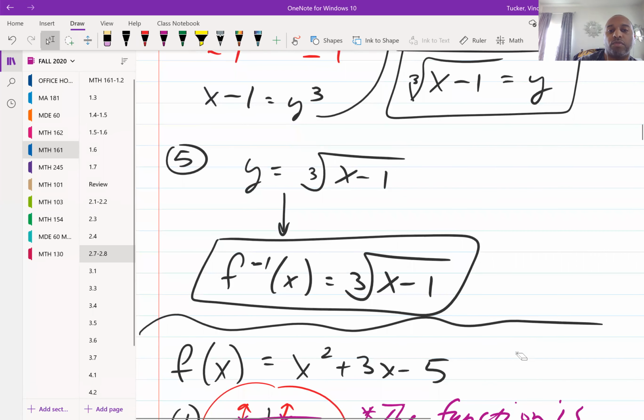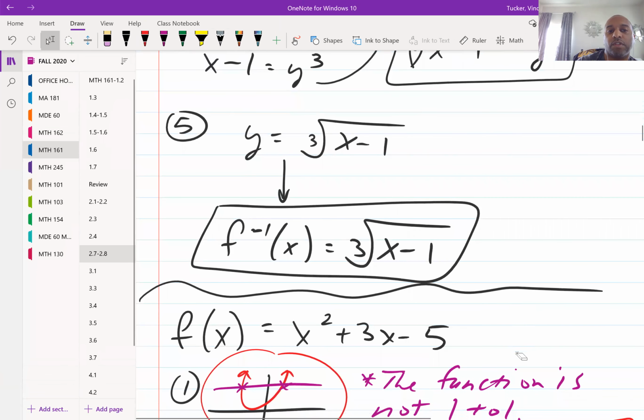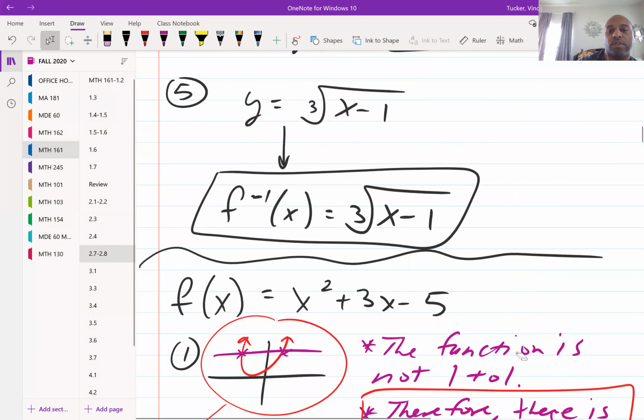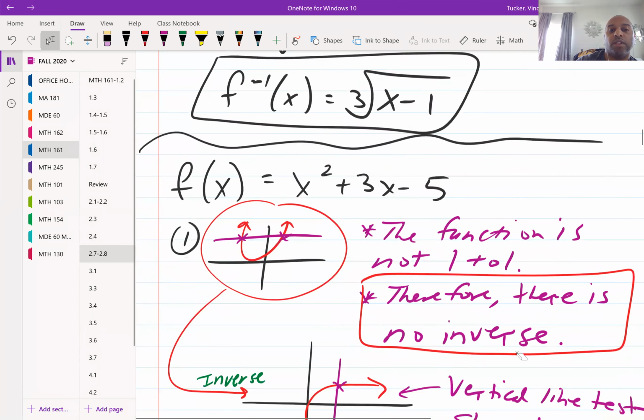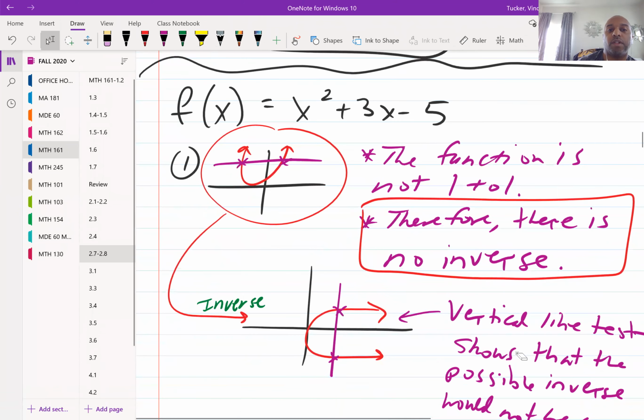All right, scroll up. Already done with this one. All right, so the next one, we have f of x is equal to x squared plus 3x minus 5. Once again, the first step, determine if the function is one-to-one. So here we have our quadratic equation. A parabola is not one-to-one. Therefore, there is no inverse.